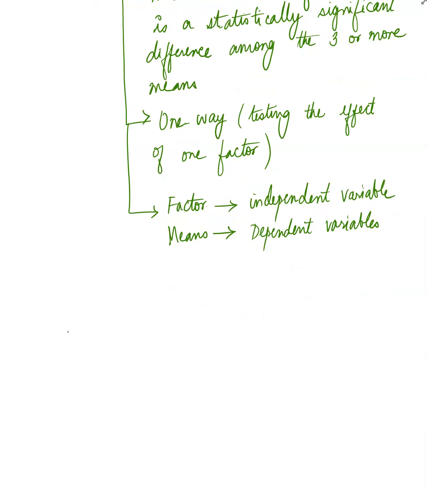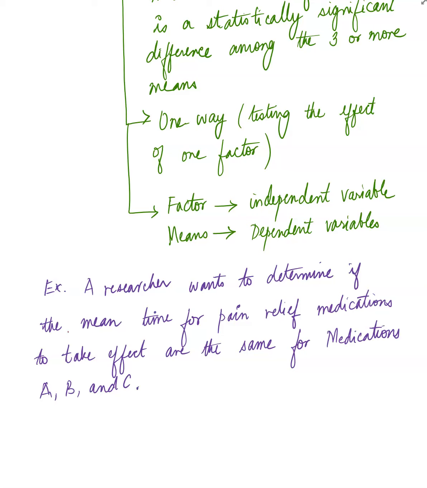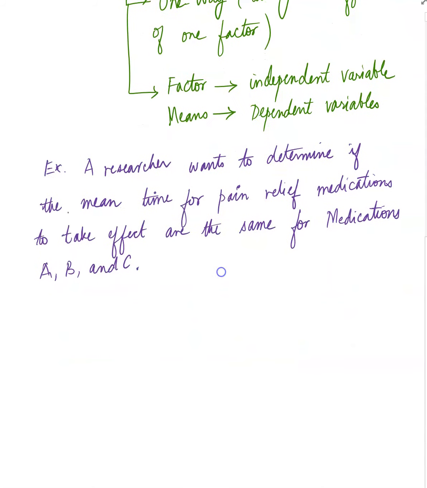I'll give you an example here of where you will use ANOVA. Now, if a researcher wants to determine if the mean time for pain relief medications to take effect is the same for medications A, B, and C, then we want to know if that's true or if the mean effect time is different. Because you have three groups here, medications A, B, and C, the ANOVA test is the appropriate one, okay?